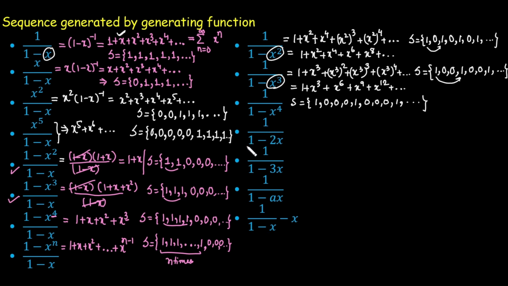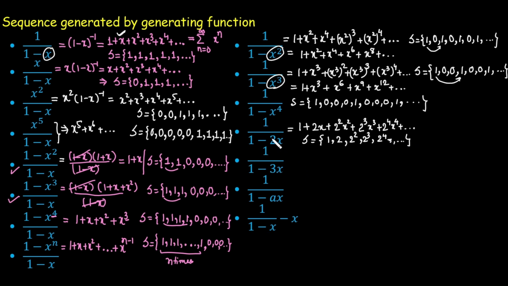Now the next is 1 upon 1 minus 2x. So in place of x, now we will put 2x. We have 1 plus 2x plus 2 square x square plus 2 cube x cube plus 2 raised to power 4 x raised to power 4. Continue this. So from here the sequence is of the form: first term is constant, that is equal to 1, x coefficient is 2, coefficient of x square is 2 square, coefficient of x cube is 2 cube, coefficient of x raised to power 4 is 2 raised to power 4. So we are getting this form of sequence.